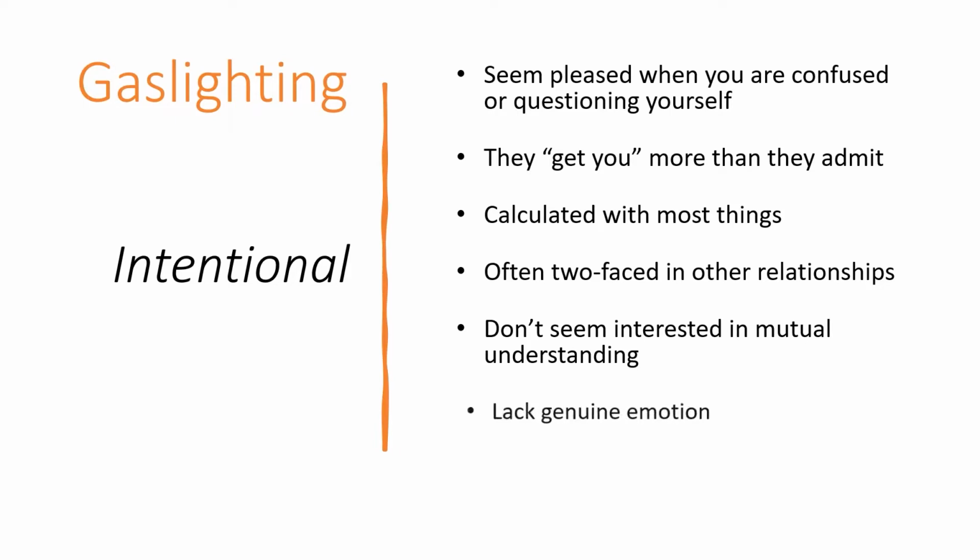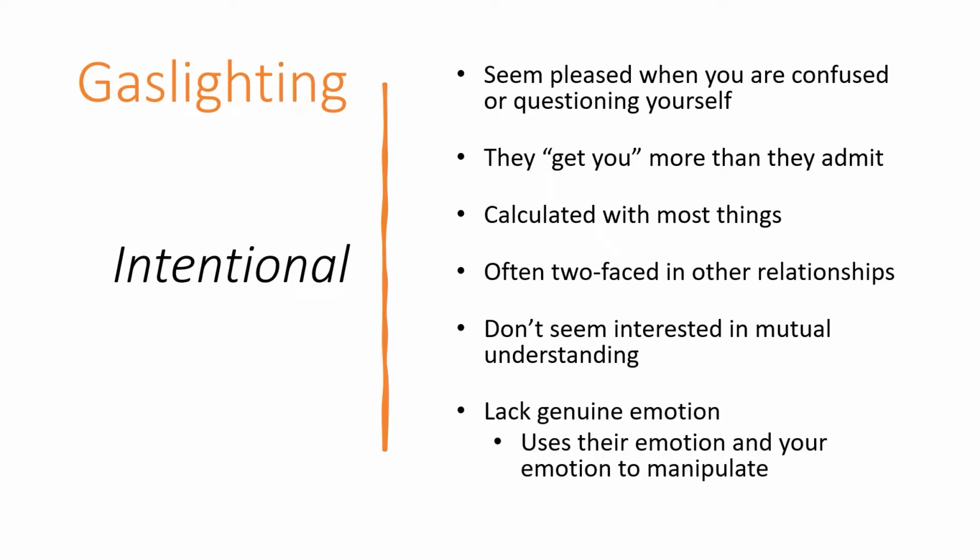And then finally, this lack of genuine emotion. So they use their emotion and your emotion to manipulate, and they can shift emotion rapidly. Using emotion in relationships is common in individuals who are knowingly and intentionally manipulating. Using emotion to manipulate is a really common way to do it, right? So I can increase my emotion either in sadness or in anger to try to play off of your pity, right? Or try to intimidate you.